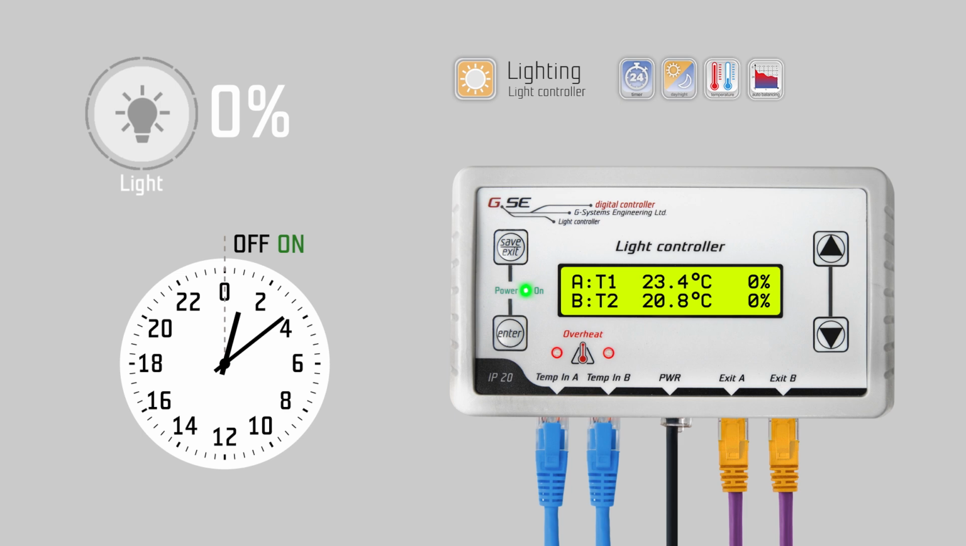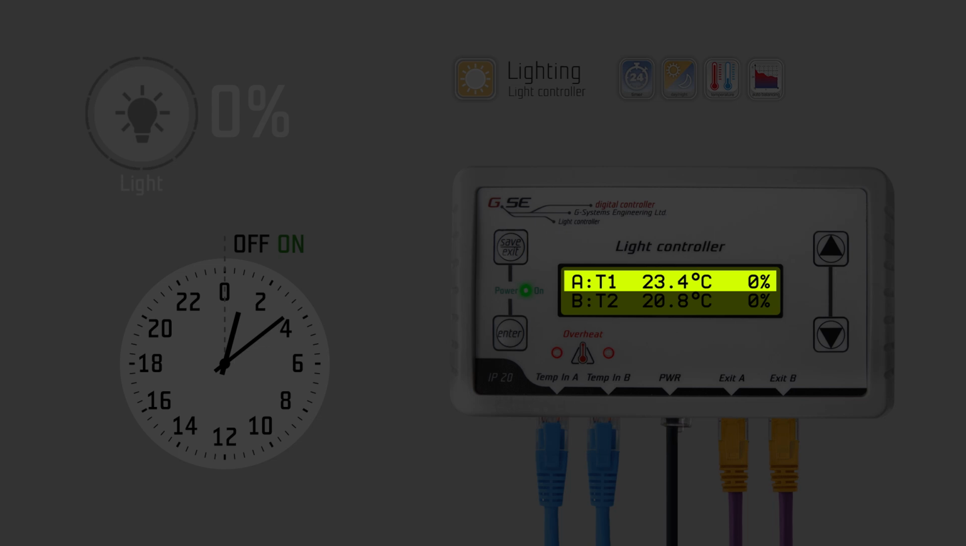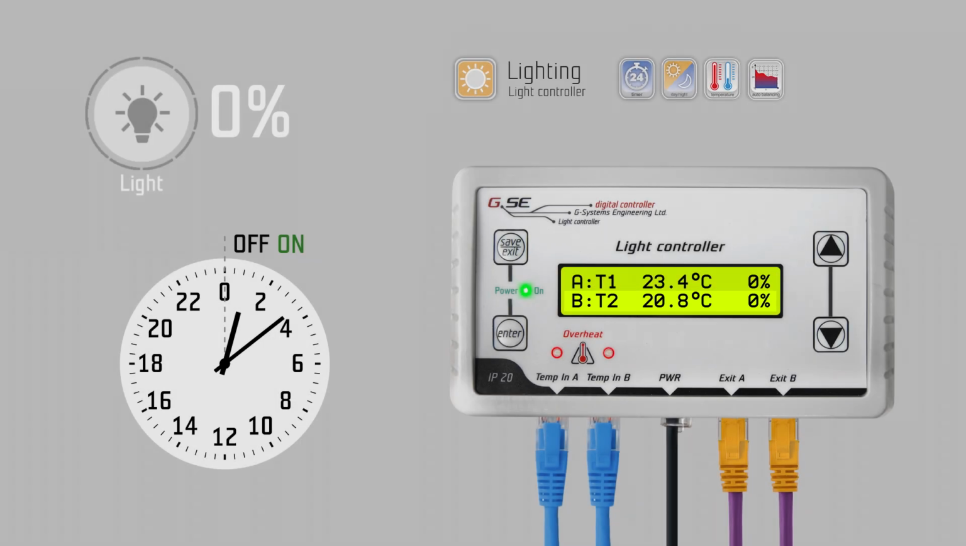How does the GSE Light controller work? On the main screen you can see Channel A, the measured temperature from the sensor A, and the current amount of light in percentage. You can see the same on the second row for the Channel B. If you push the up button, you can see date and time, and down button, the current day counter. Press enter button, to go to the submenu config channel.